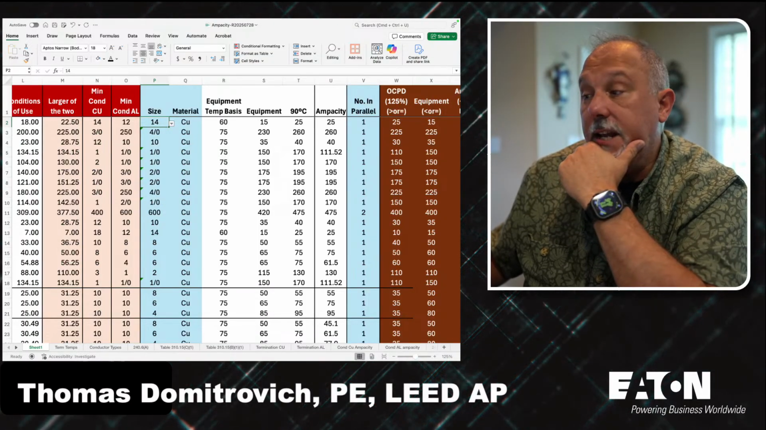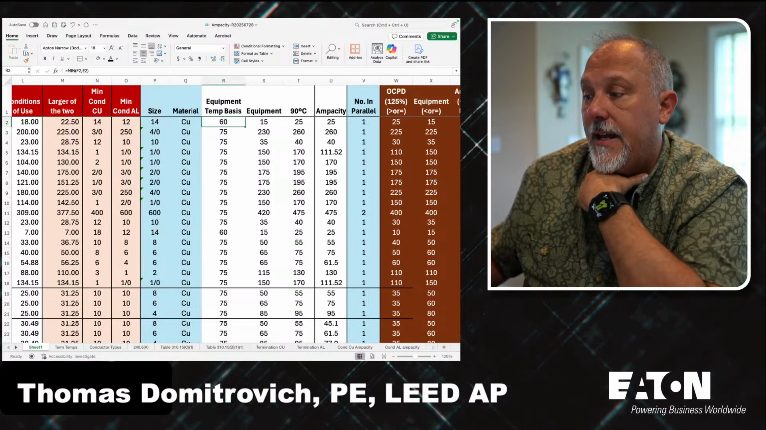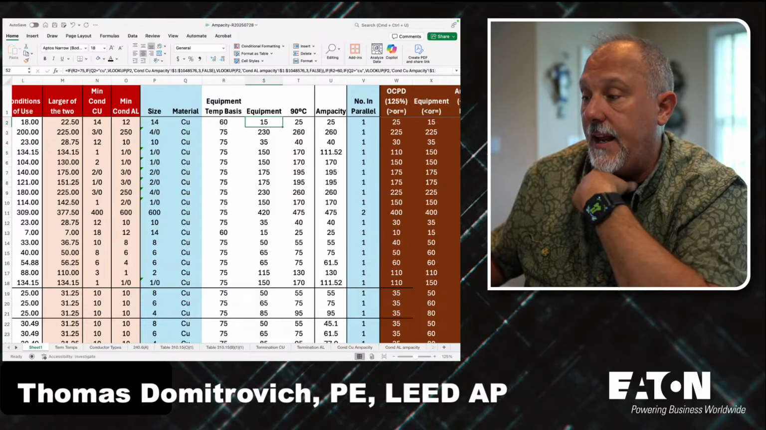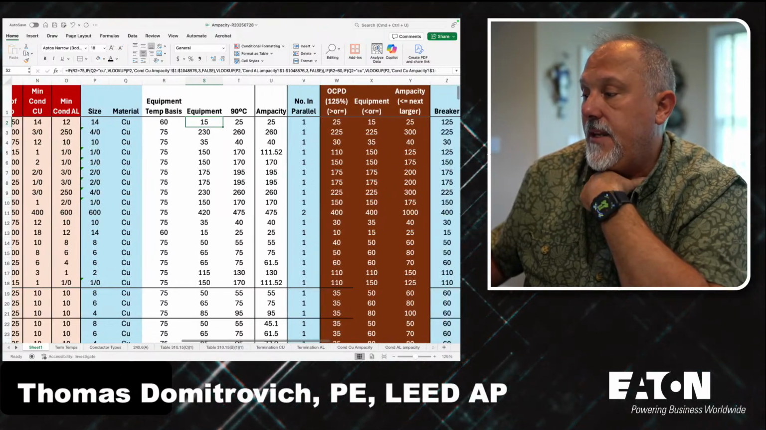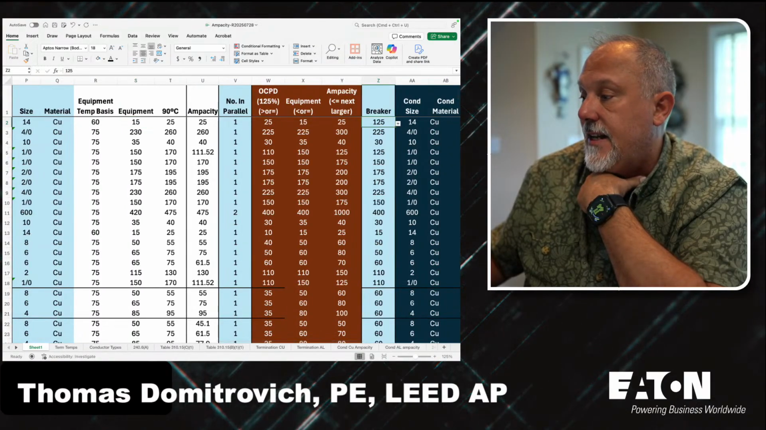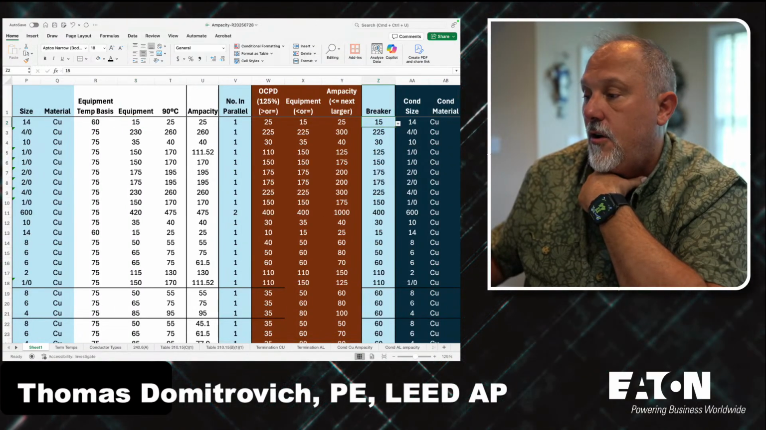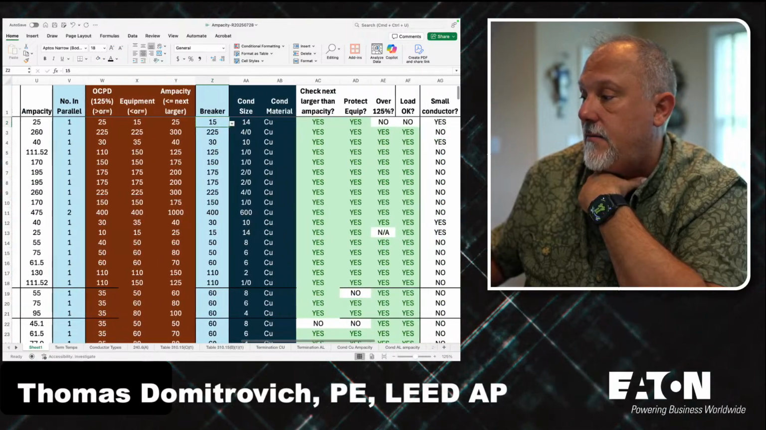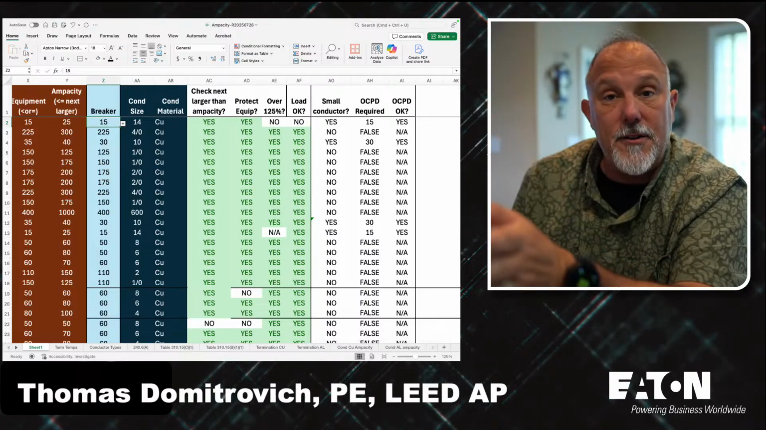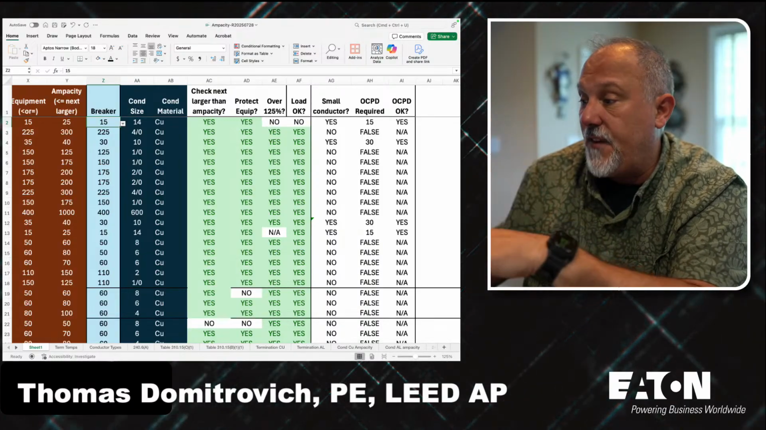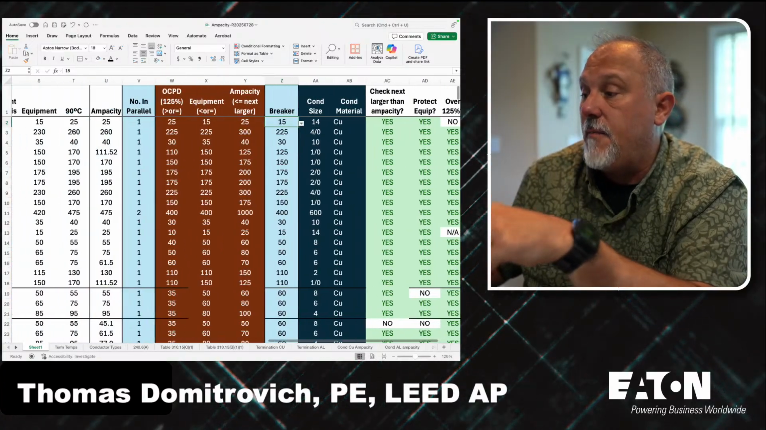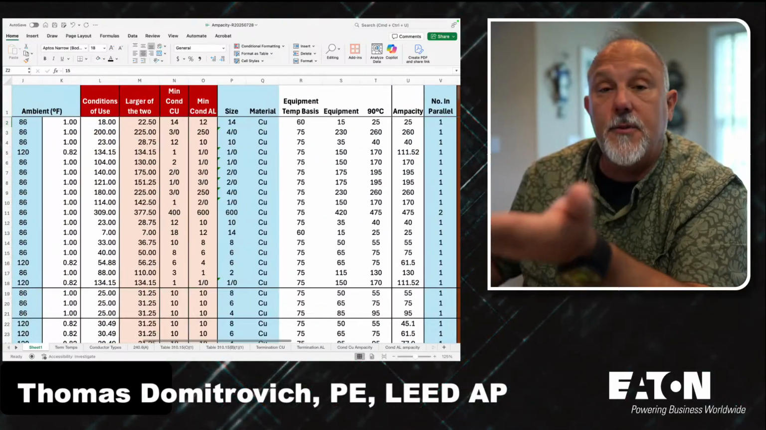So if I go to a 14, now it tells me what my equipment temperature is, 60 degrees C. My equipment is 15 amps. That means that I need a 15 amp breaker. If I select a 15 amp breaker for my 60 degrees C column, it says it is a small conductor and it tells me my required overcurrent device is 15 amps. But 15 amps is not over 125% of my load. So then I would have to increase the size of the conductor.